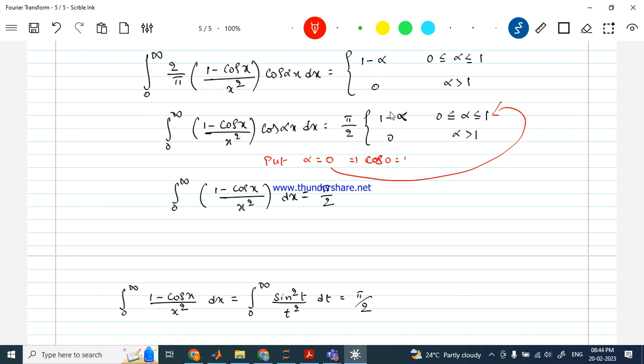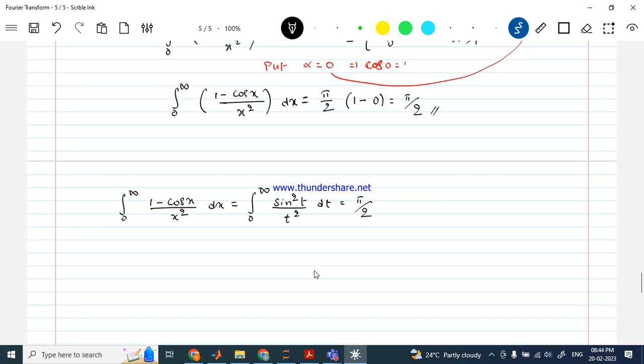And correspondingly, what happens to this function? If I put alpha equal to 0 in this, it will give us 1 minus 0, which means it is pi by 2. So this is what we were supposed to show. The question is to prove that the integration from 0 to infinity of (1 minus cos x) by x square dx is pi by 2. We have done it. The question is not yet attended. We need to put it in this form.